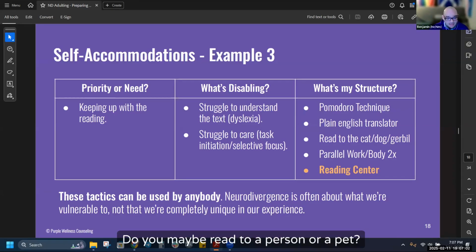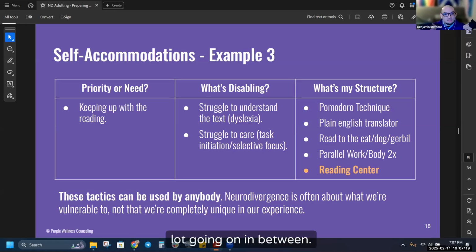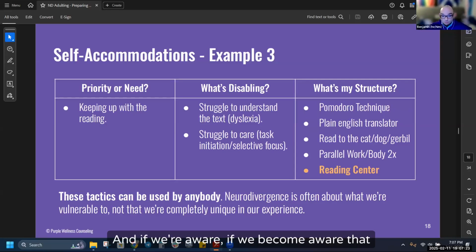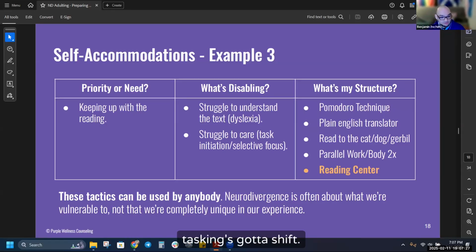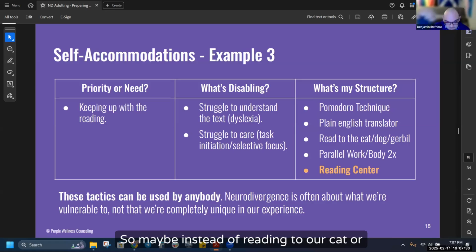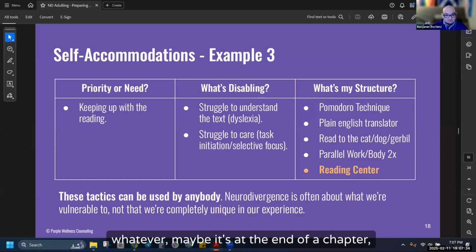Do you maybe read to a person or a pet? Again, engaging multiple senses, both seeing something and then speaking it out loud can often be helpful. ADHDers, we got to be careful with this one. We can get into kind of performance mode where we're maybe reading and reciting what it is that we're reading, but there's not a lot going on in between. So we got to have our awareness again, right? And if we become aware that we're not retaining anything, then our tactics got to shift. So maybe instead of reading to our cat or whatever, maybe at the end of a chapter, we're going to summarize to our parakeet what we learned about some particular thing, right? So adjust the tactic, and engaging two senses is still useful. Having to explain something to someone is a great way to learn it. So how do we adapt this tactic to be more functional for you?